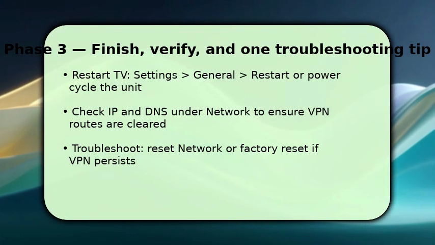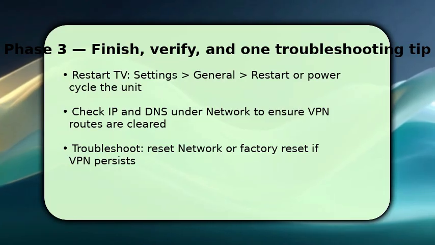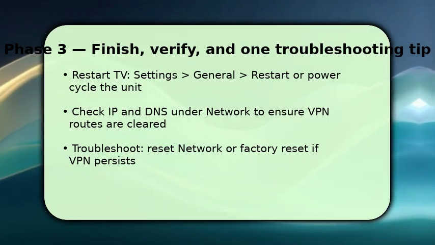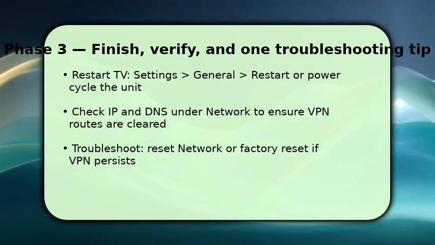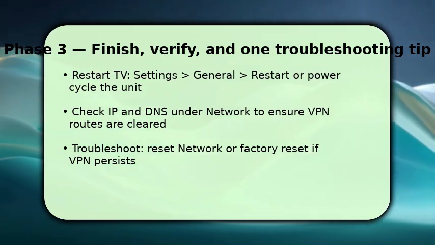Finally, restart the TV to apply changes. You can use Settings General Restart or Power Cycle by unplugging for 10 seconds. After reboot, return to Network and verify the TV shows a local IP and your ISP DNS. This confirms the VPN is off.